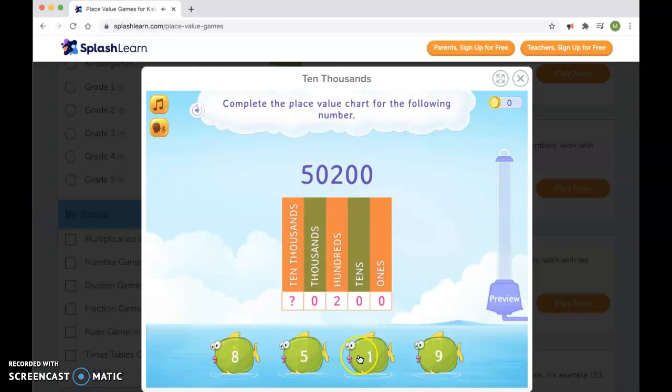So they have 4 options. Let's say they pick 5. Awesome. Wonderful. They get a brief reward. They earn a coin. Okay, yet again, let's try.